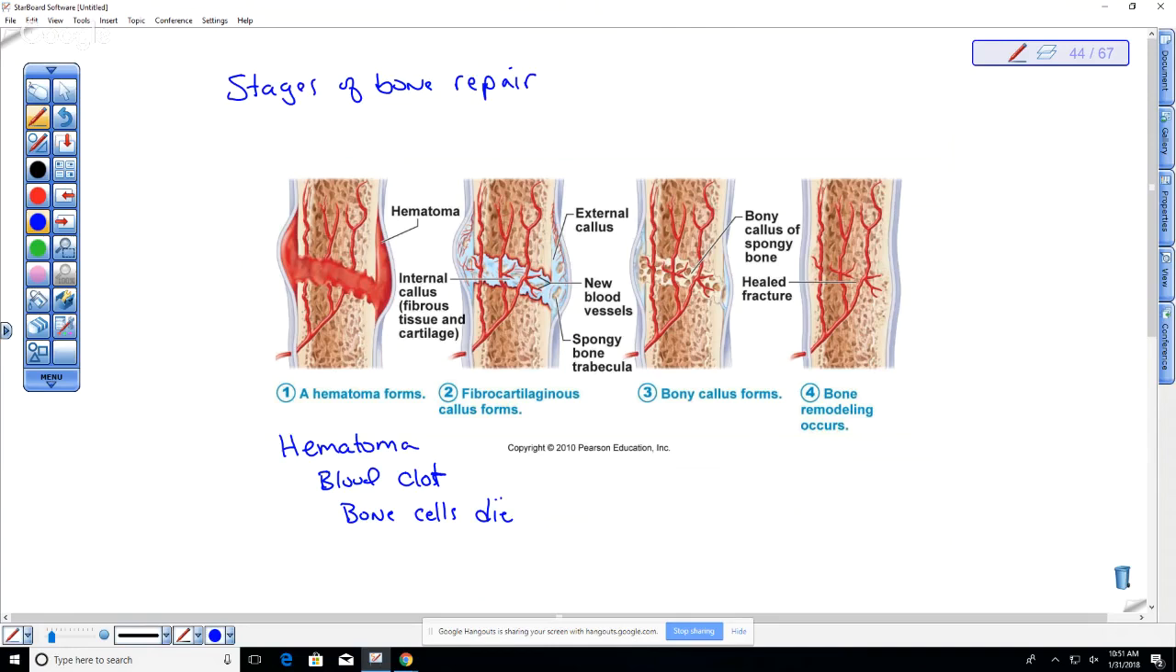We also have macrophages that go in and clean up the area of damage. Then we get what is called a soft callus. So the bones form these calluses, and the first one that they form is a soft callus on the bone. And that is called a fibrocartilaginous callus.